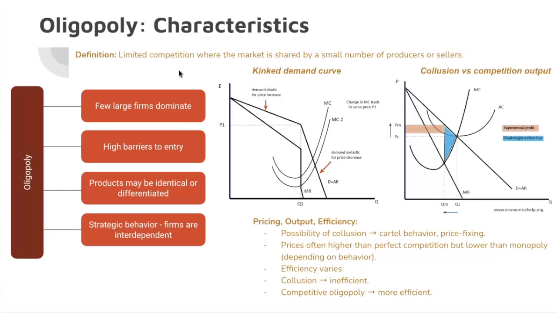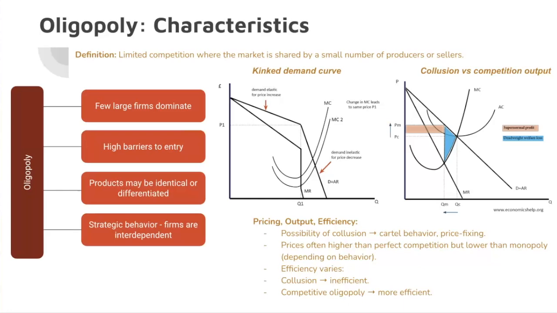Collusion. Firms may cooperate explicitly or implicitly to fix prices, limit output, and act like a collective monopoly. This is cartel behavior, which is illegal in most countries but still occurs today. When firms collude, prices are higher than in perfect competition, and efficiency suffers.